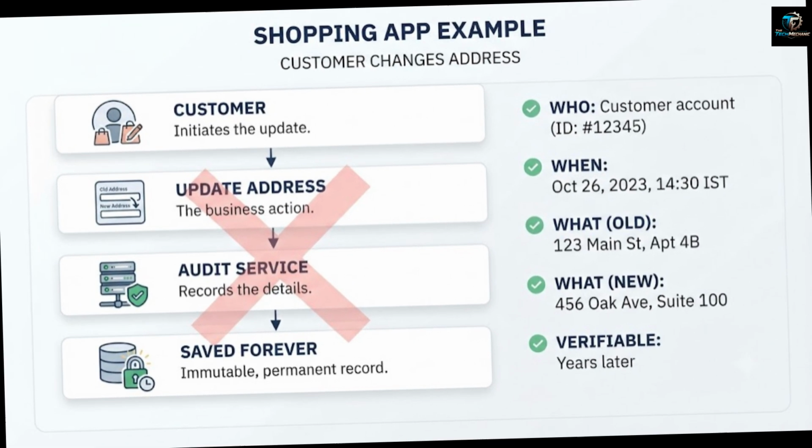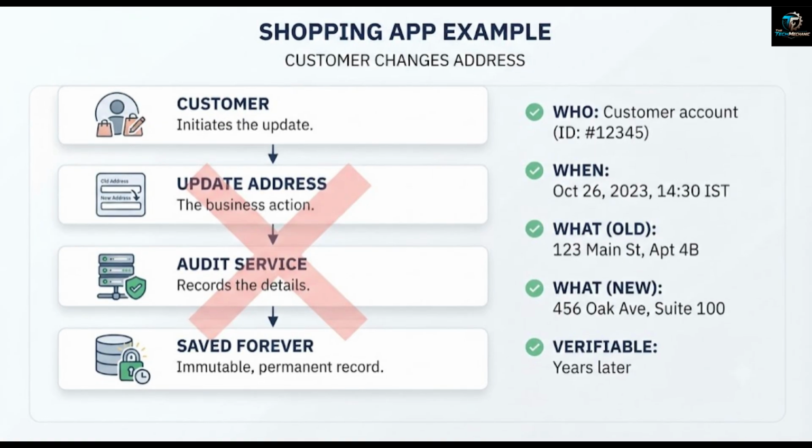Let's return to our shopping app. A customer updates the delivery address before placing an order. The audit service records who made the change, when it happened, what the old address was, what the new address is, and which account performed the action. Even years later, the company can verify exactly what happened.